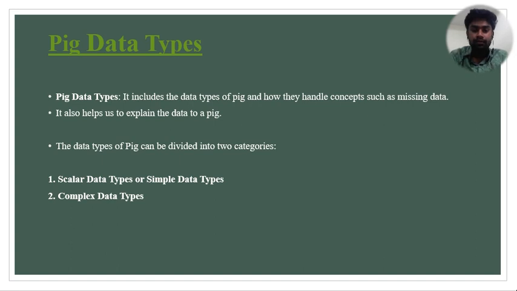First, we will see about Pig data types. There are two types of data types: scalar data types and complex data types. The Pig data types section describes the Pig data types, but also their state notations such as missing data. It also assists in explaining the effects of Pig.